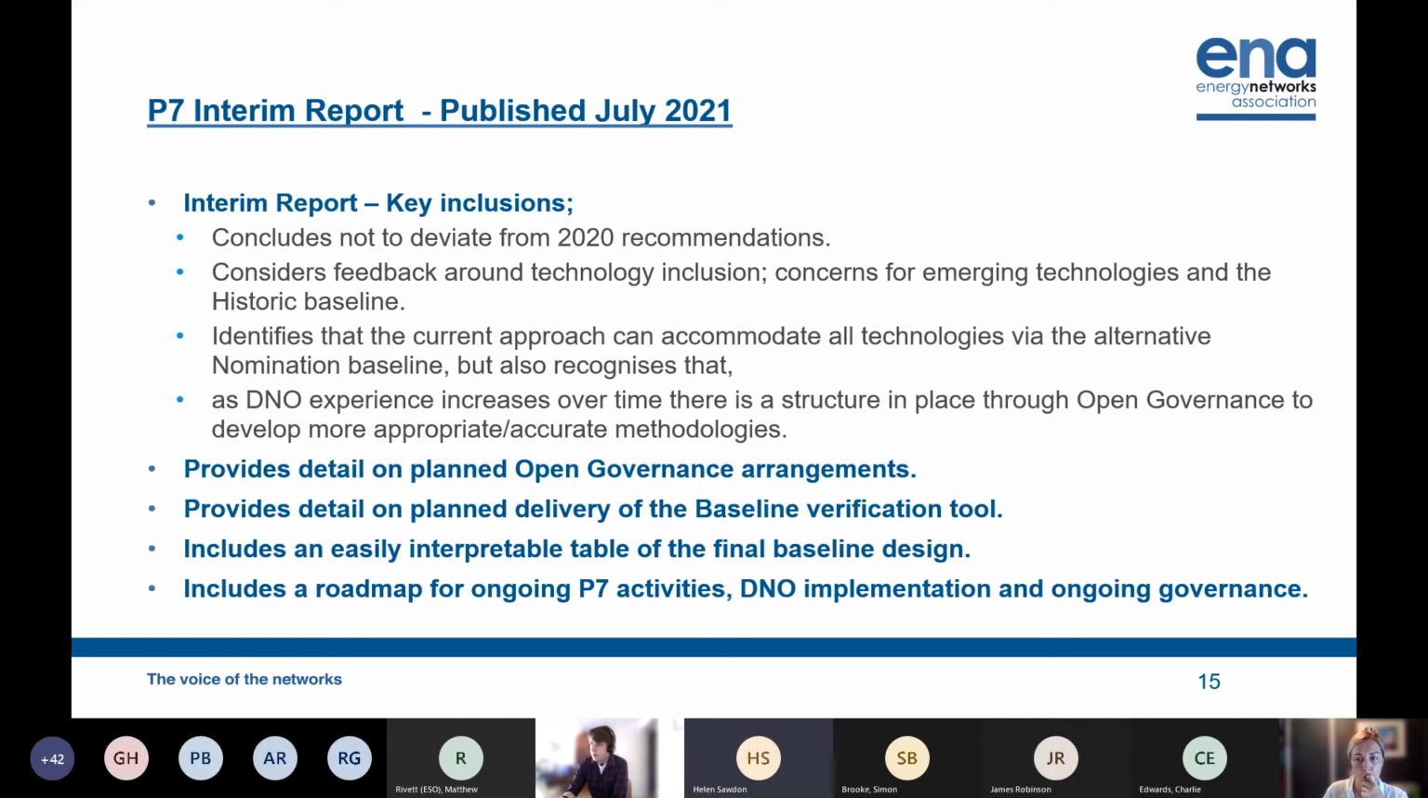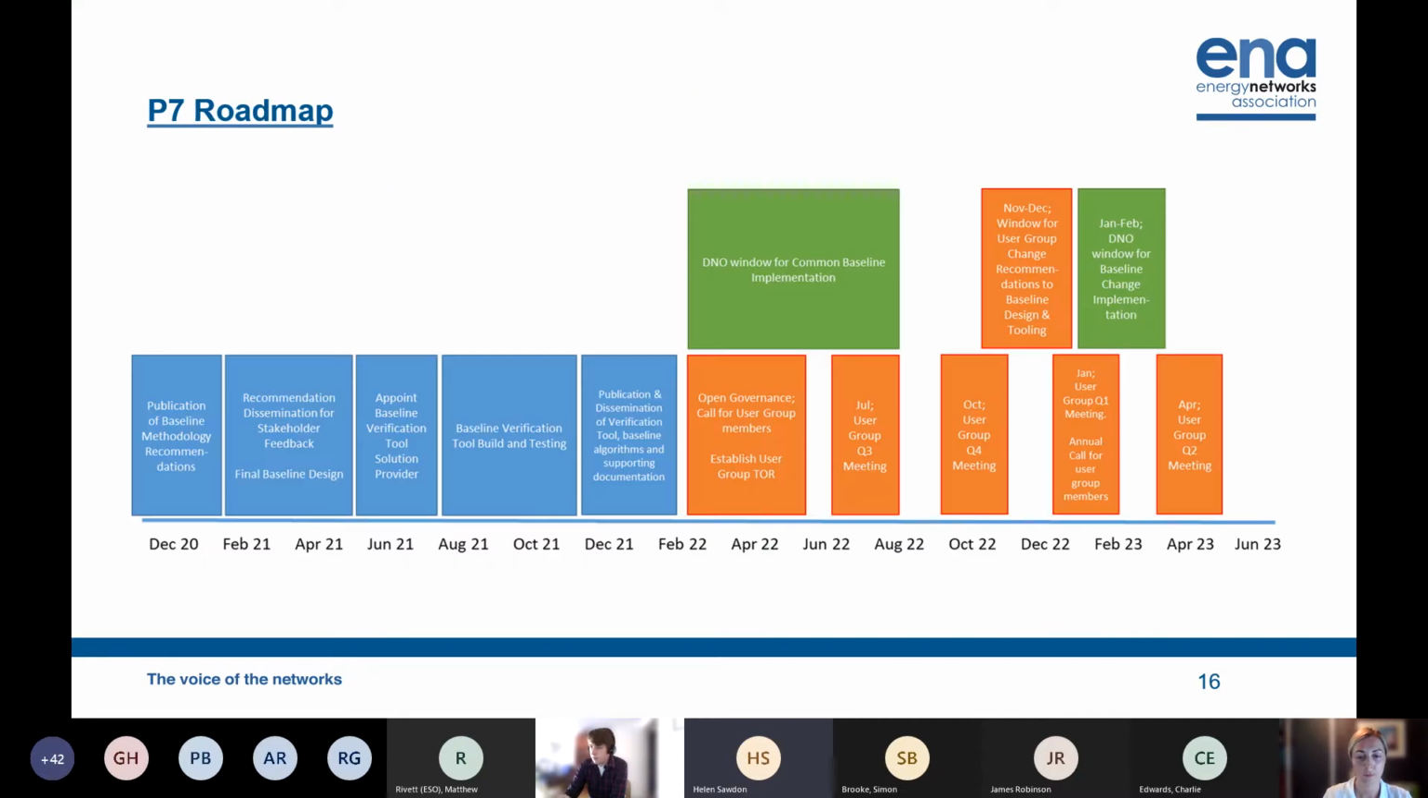Also included in that report are the details around those open governance arrangements, so what the framework will look like. We've included detail on the planned delivery of the baseline verification tool, and an easily interpretable table of the final baseline design. There is also a roadmap, which outlines the ongoing activities for the P17 this year, what the DNO implementation timeline looks like, and the ongoing governance timeline as well. So if we go to the next slide, that's the roadmap.